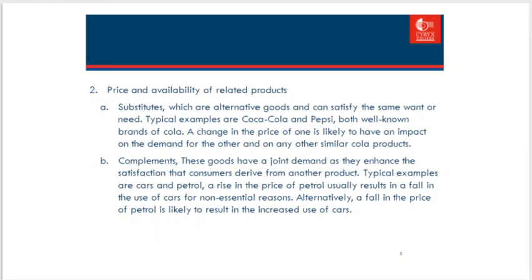B. Complements. These goods have a joint demand as they enhance the satisfaction that consumers derive from another product. Typical examples are cars and petrol. A rise in the price of petrol usually results in a fall in the use of cars for non-essential reasons. Alternatively, a fall in the price of petrol is likely to result in the increased use of cars.